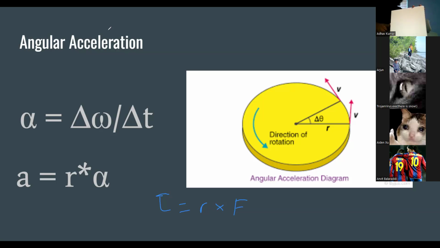So not just any force will produce any torque. It needs to be perpendicular to this moment arm, and then and only then can I cause an angular acceleration. So that makes a little better sense.